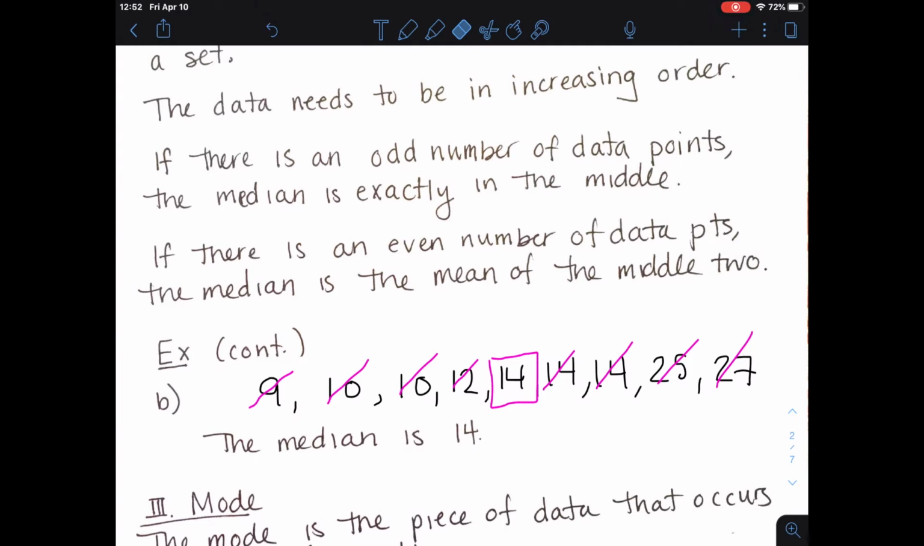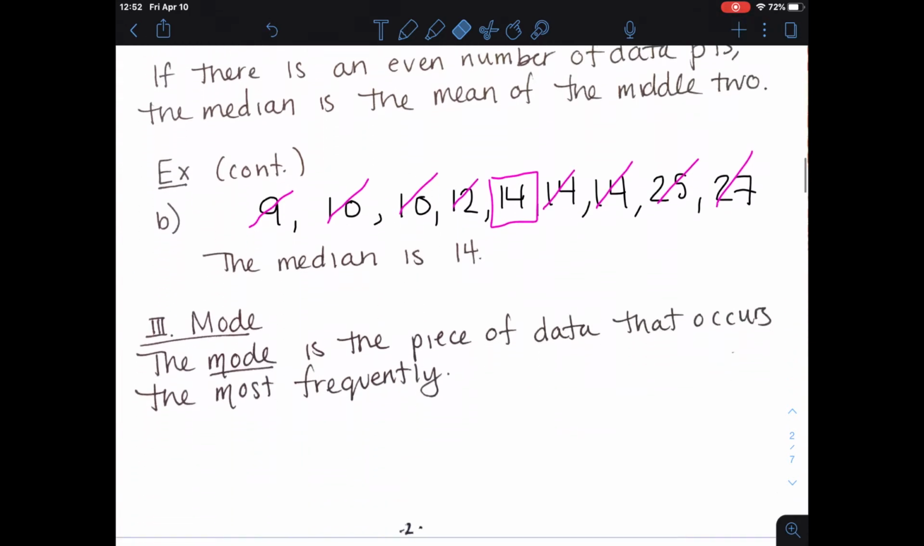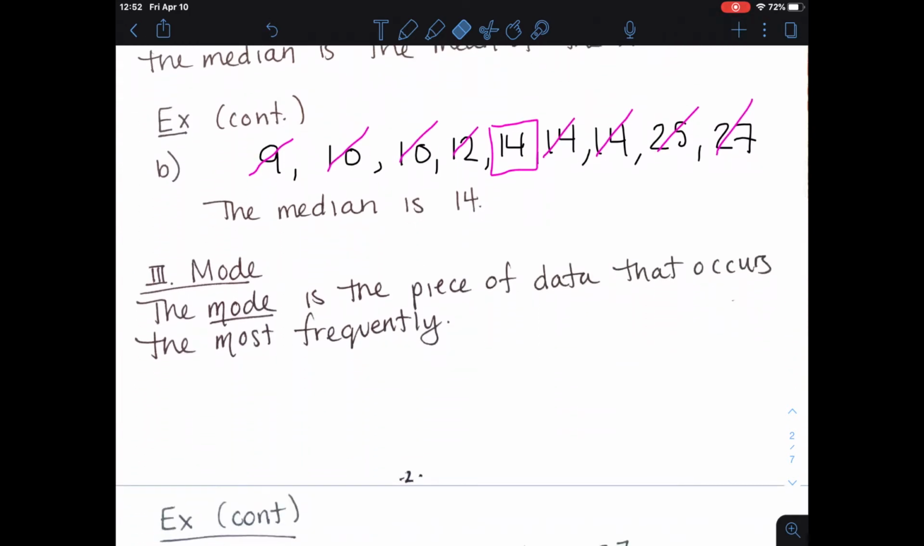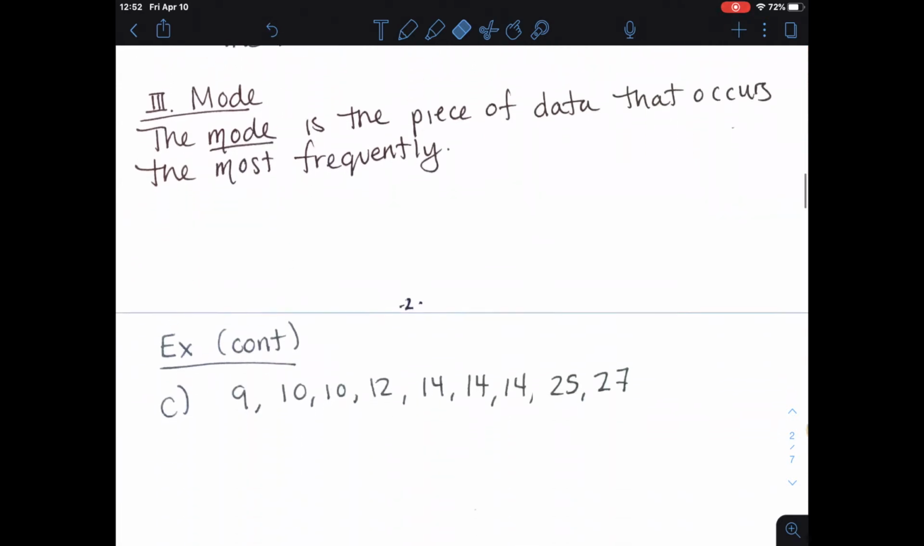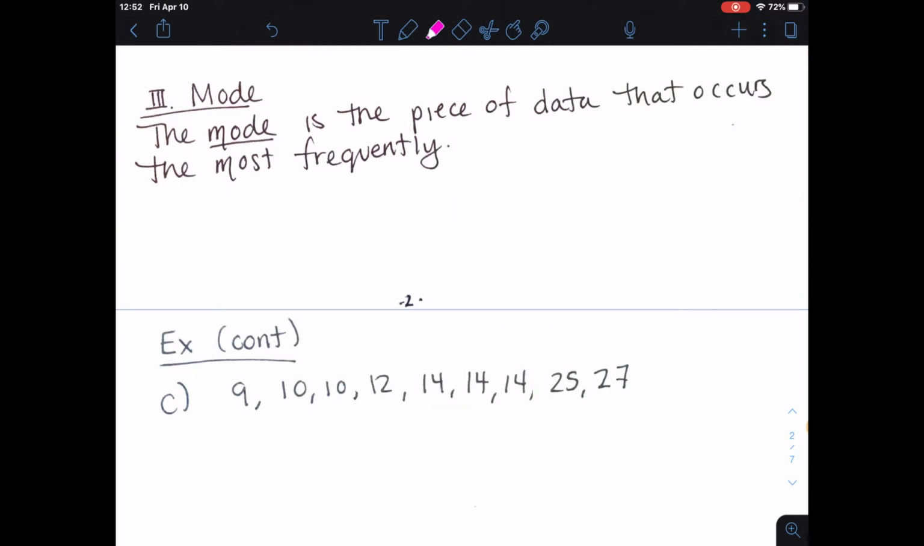Now the mode is the most frequent. It's the piece of data that's going to occur the most frequently. In this example, you've got 10 appearing twice, so that's a higher amount, but really these 14s appear 3 times, which is more than anything else. So the mode in this example is 14.